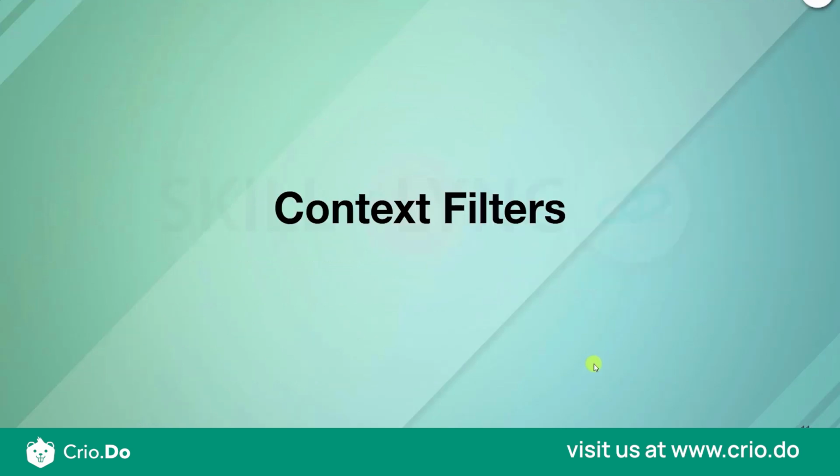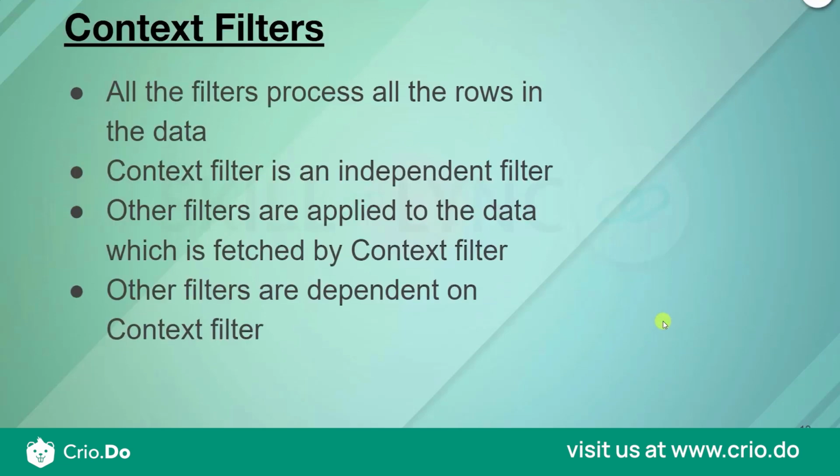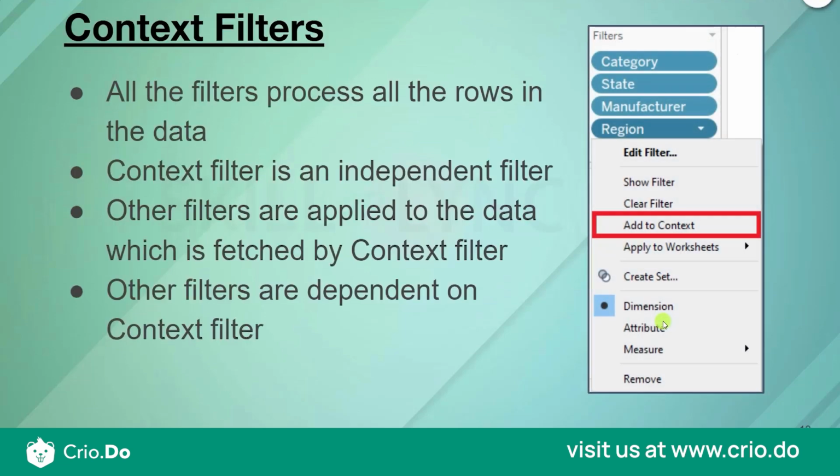So the next one would be about context filters. The context filter stays in the order of operations. Context filter stays in the third place. And if you have a large amount of data, you might want to explore your data interactively, right? So whenever you filter, all the rows in your data are filtered according to the order of operations. Making a filter a context filter will create a subset of data.